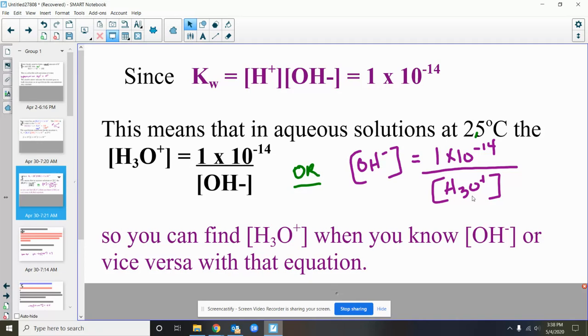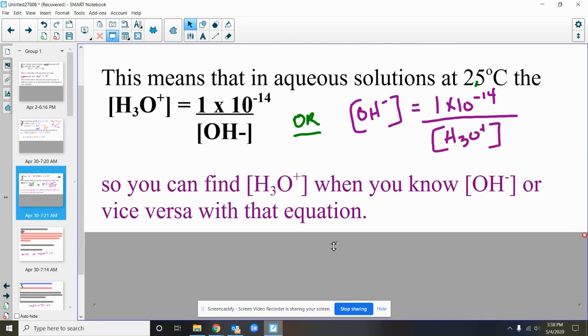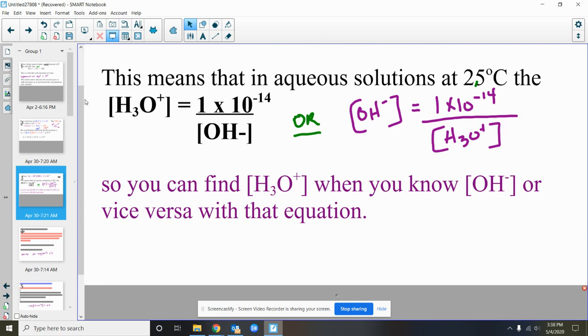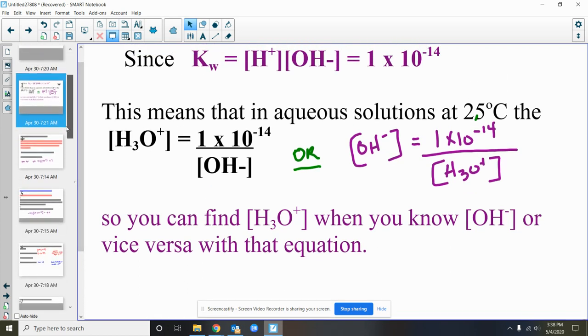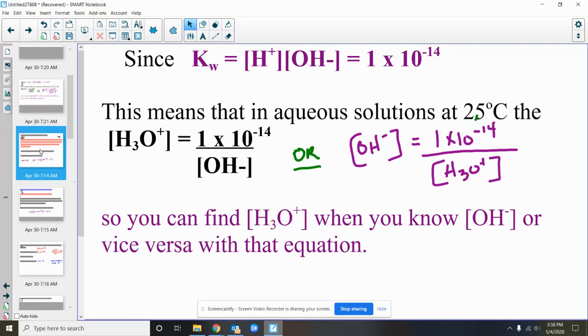Or vice versa, if I know my hydronium content, this right here, I'm going to solve for OH. Think of that as your X. Bring that over, divide. You can solve for OH. So you'll always know 1 times 10 to the negative 14th. But if you know your H3O, you can solve for OH. If you know OH, you can solve for H3O. Okay? So use that equation to help you go between OH and H3O.